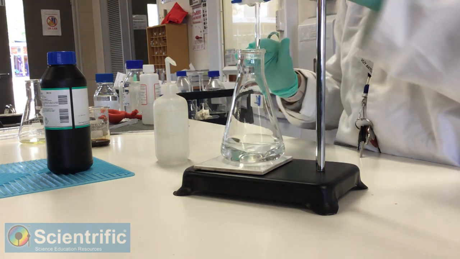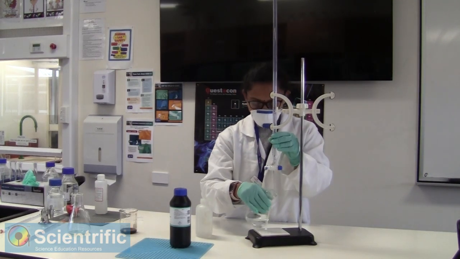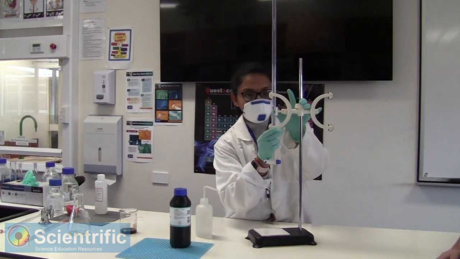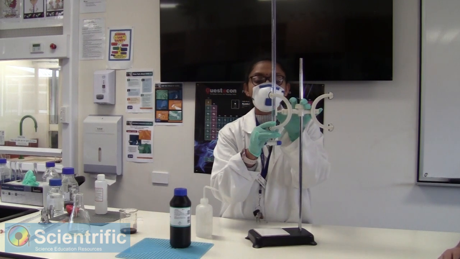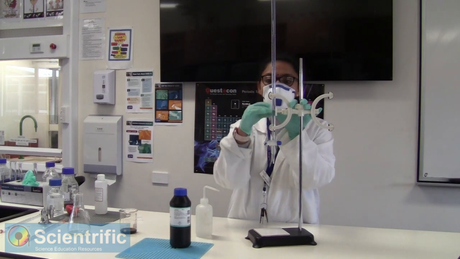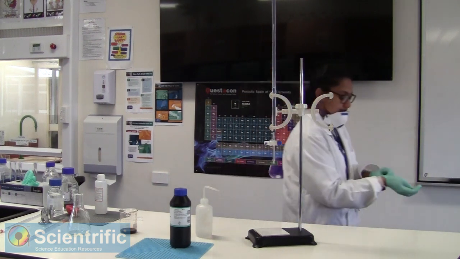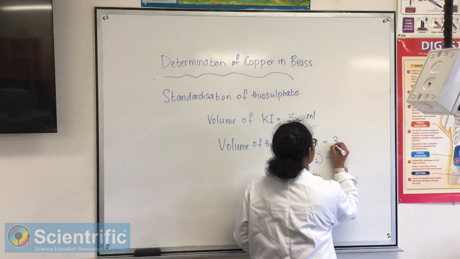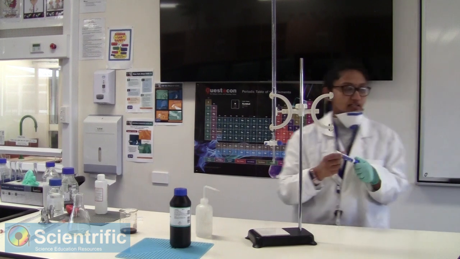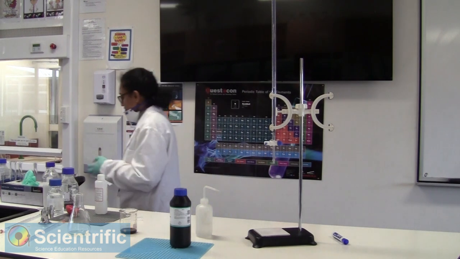Okay, we got our end point there. That gives us the titre value. It's 38.6 mL. Let's just write that here. As you can see, it's taking around 38.6 mL. I'll have to refill my thiosulfate if I need to do the next titration.